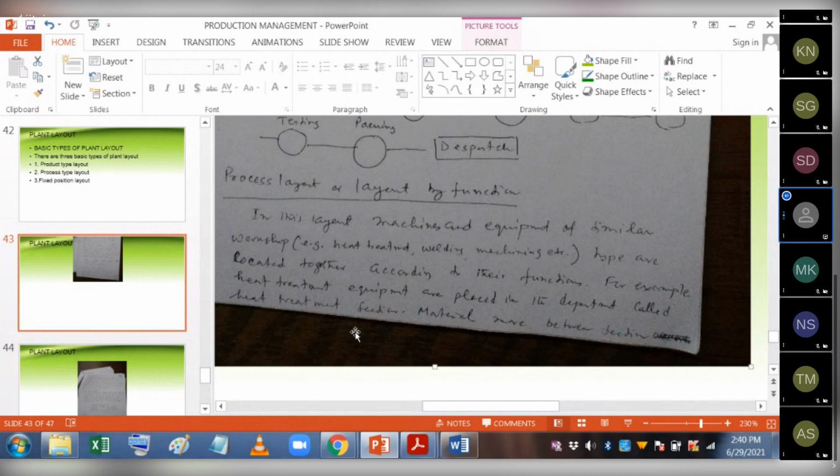I'm coming slowly. I'll be coming. I won't finish the chapter so easily. I will finish and get it into your head, and then only I will leave. ফার্স্টে তুমি প্রোডাক্ট লেআউটটা বুঝেছো?